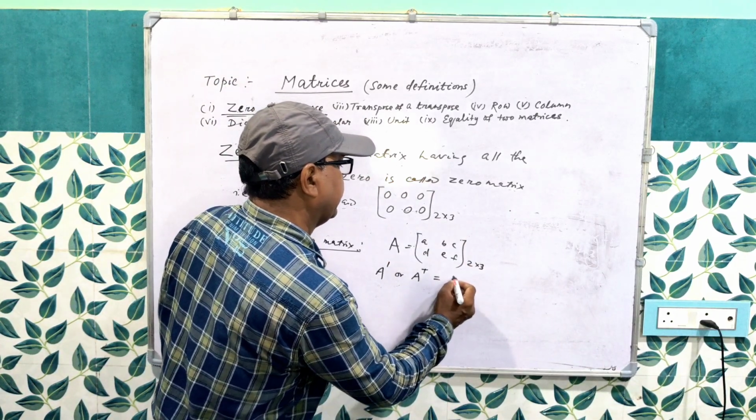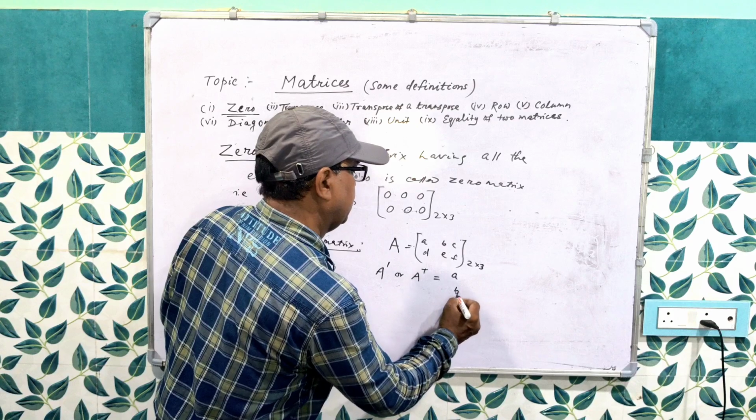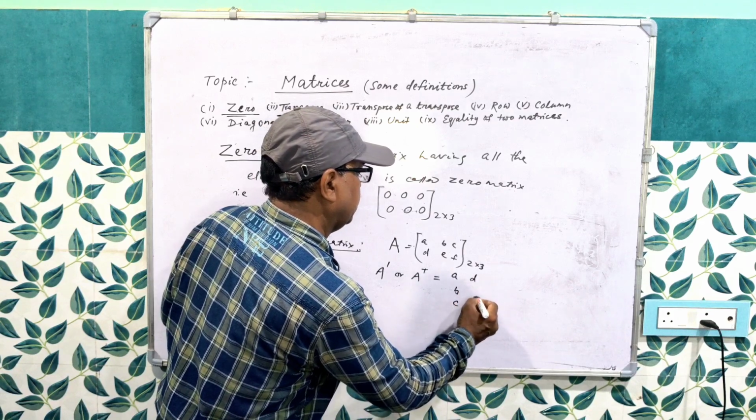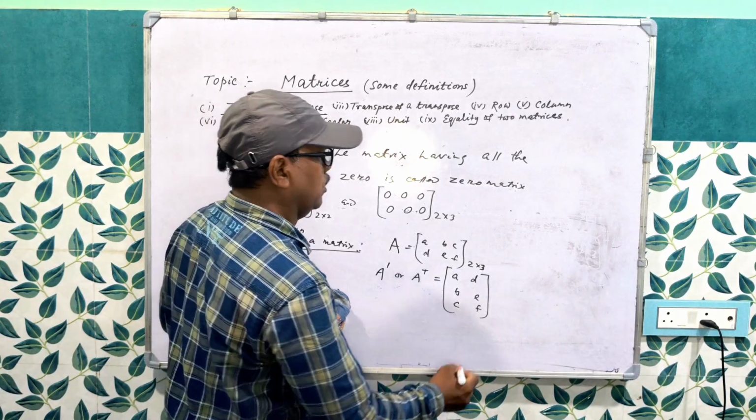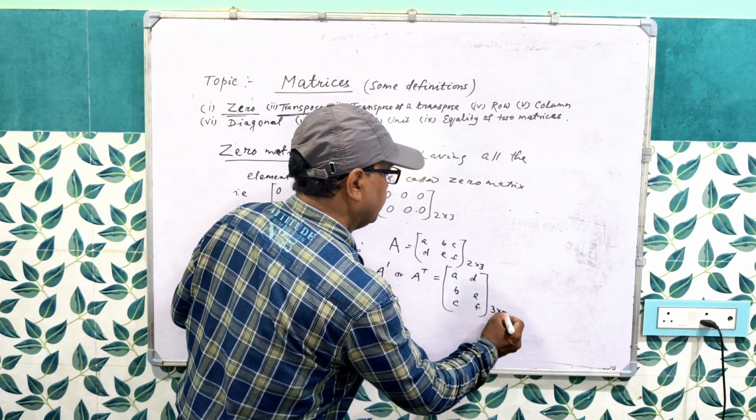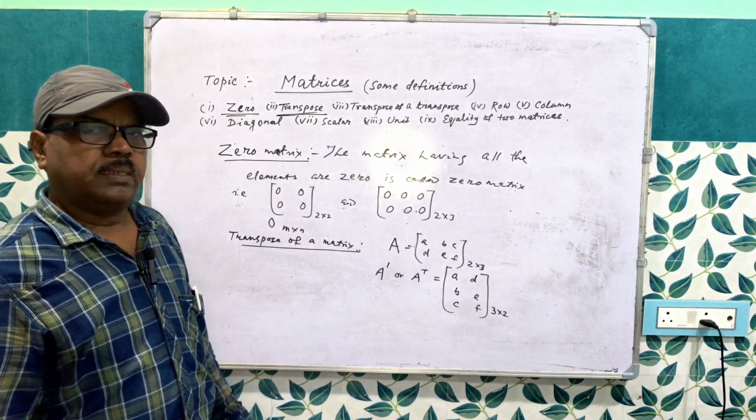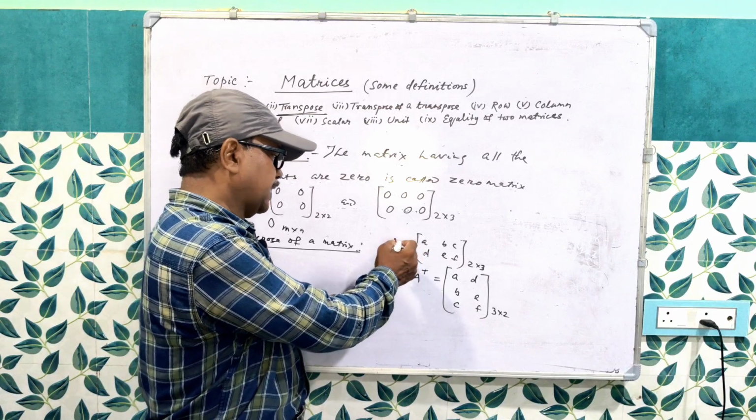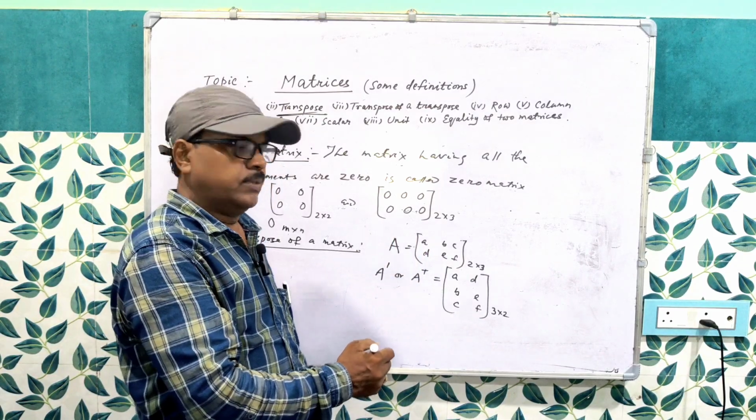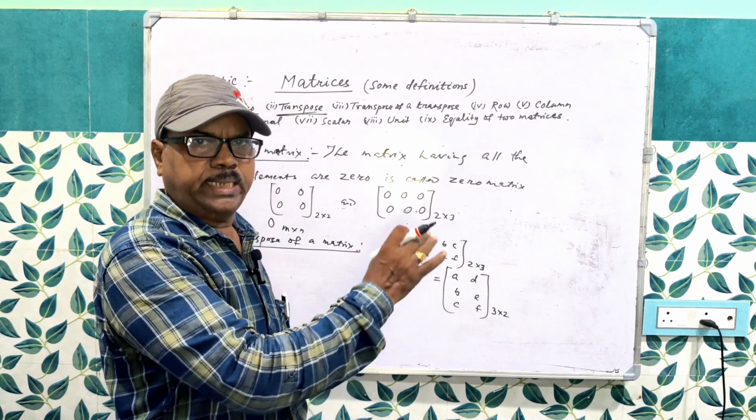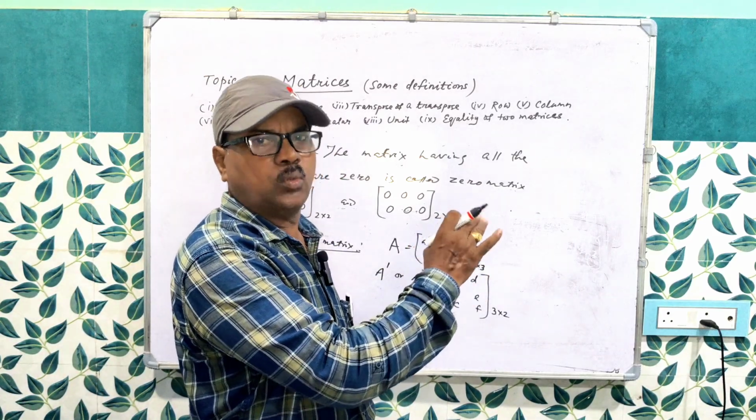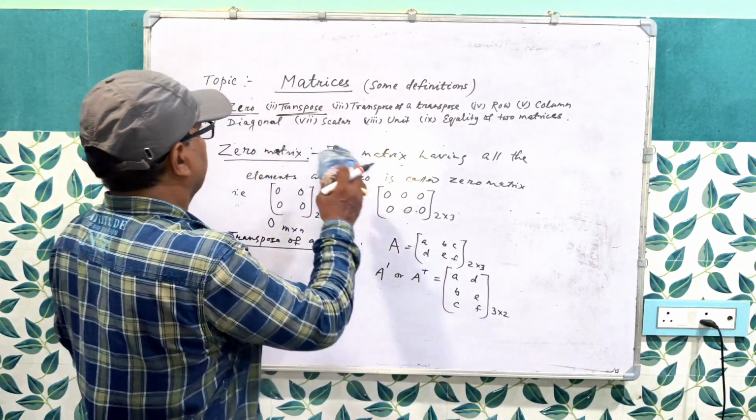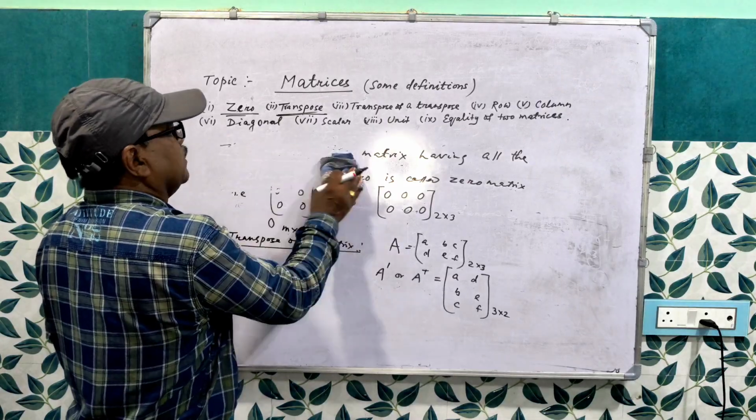So we can write A T is equal to A, B, C, D, E, F in the order 3 by 2. That means the transpose of a matrix can be formed by changing its rows into columns or columns into rows. Clear?